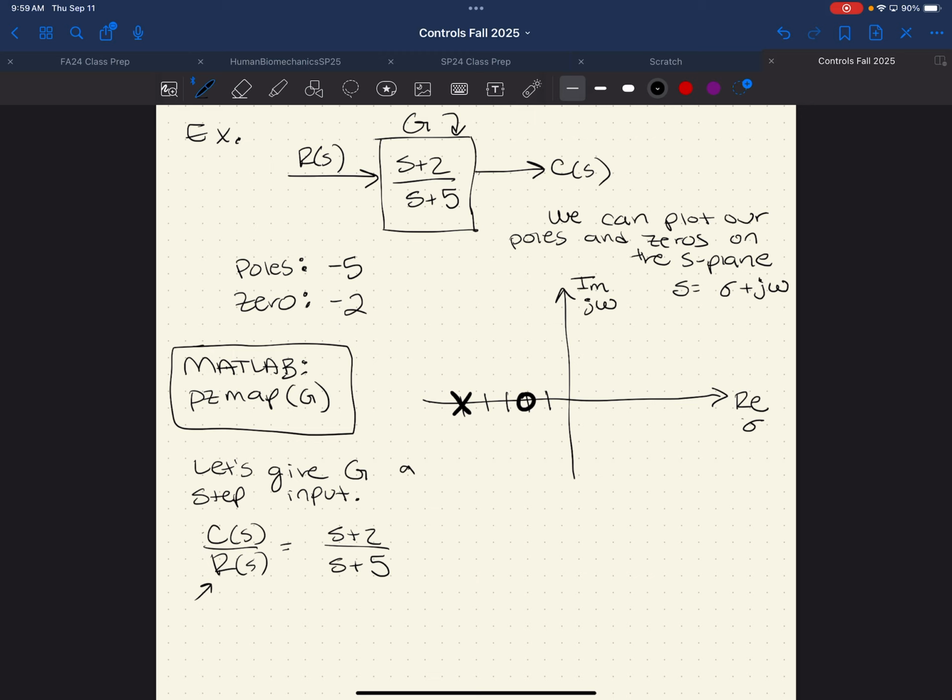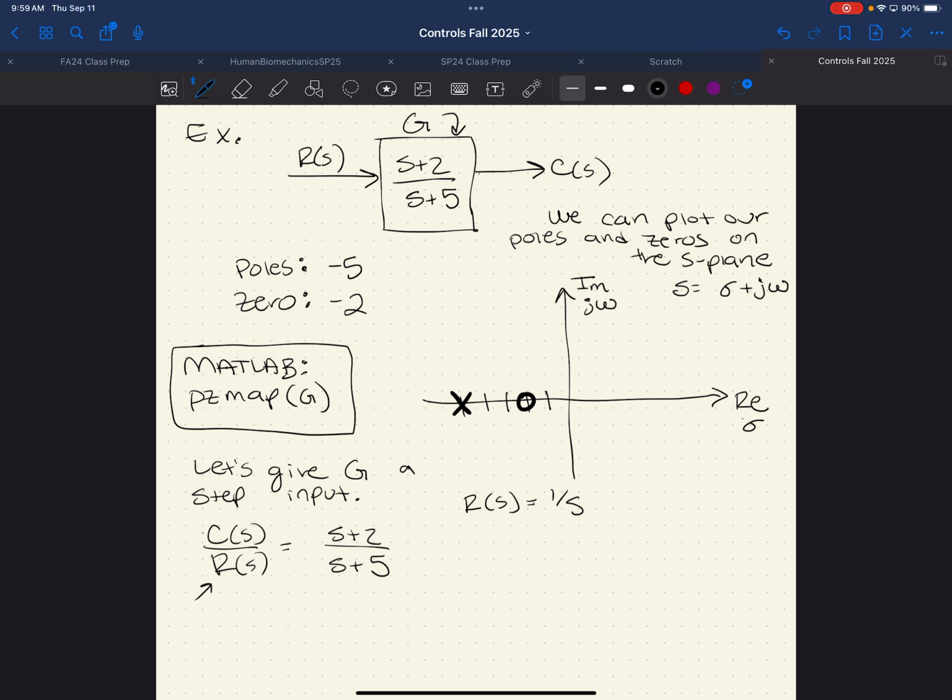So G is the transfer function as a whole. I said we wanted to give it a step input. What is the Laplace transform of a step input? 1 over S, right. So that means that big R of S equals 1 over S. So I know C over R, and I'm going to give it an R, and I want to calculate the output. What should I do?